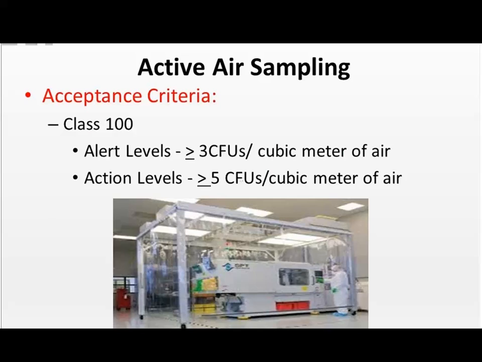The acceptance criteria for these, however, for an aseptic area, Class 100 or Class A, is going to be an alert level of greater than or equal to 3 colony forming units per cubic meter of air that is pulled into that machine, and an action level of greater than or equal to 5 colony forming units per cubic meter of air. And remember, it's being pulled into the machine over a certain period of time. And this picture is a laminar flow or enclosed area, so it would be a sterile area that could be within a non-sterile manufacturing area.